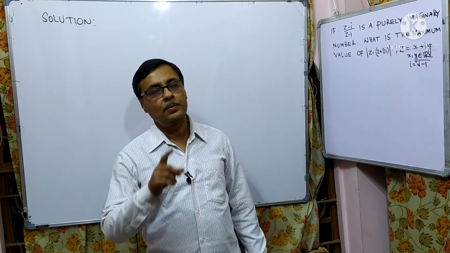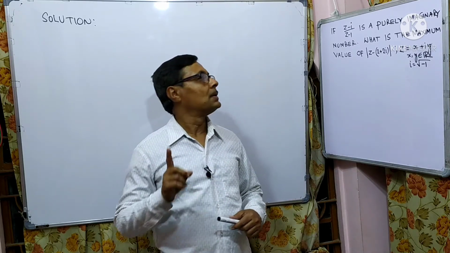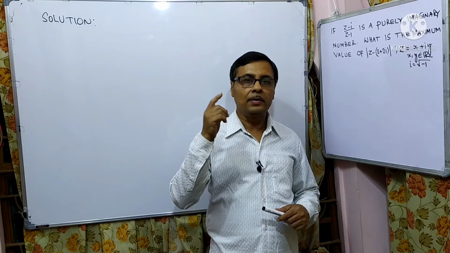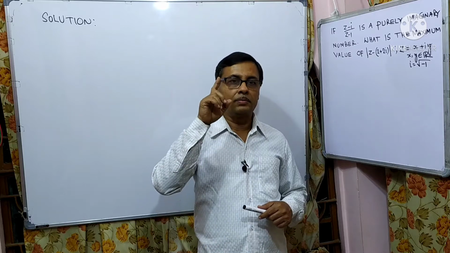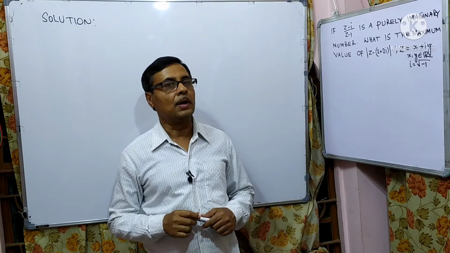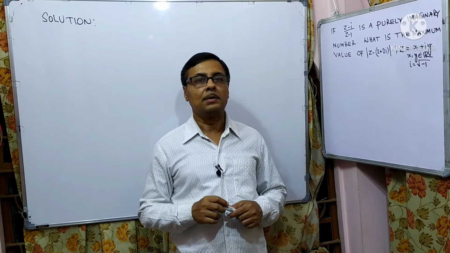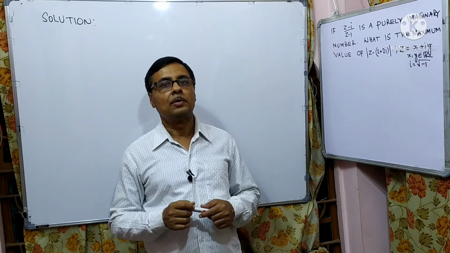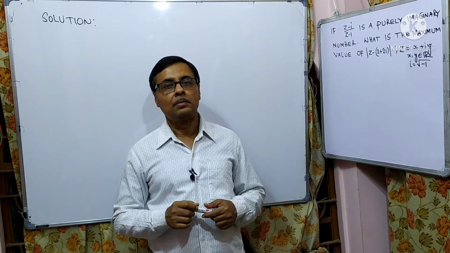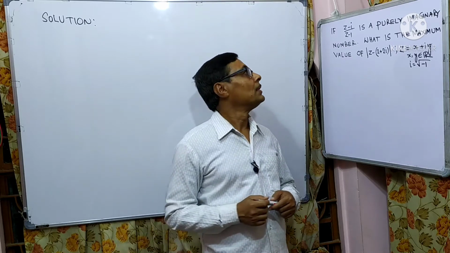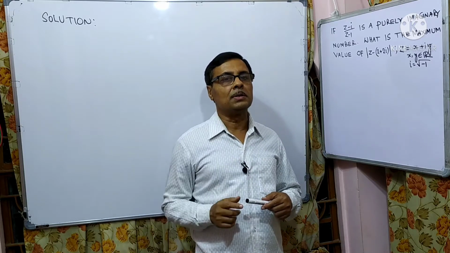Today we are going to solve a problem: (z minus i) over (z minus 1) is a purely imaginary number. Here we have to find the value of the expression modulus of z minus 2 plus 2i, where z is the complex number z equal to x plus iy, x and y belong to the set of real numbers, and i is an imaginary number whose value is root over minus 1. Here (z minus i) over (z minus 1) is a purely imaginary number.